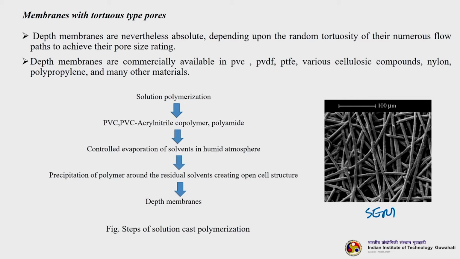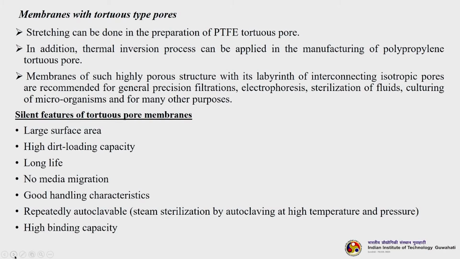So, you do the solution polymerization first, that means what? Then you go for the PVC or the copolymer and all these things. Then you go for controlled evaporation of solvent in a humid atmosphere, then you go for precipitation of polymer around the residual solvents creating an open cell structure, and you get a depth filter. Sometimes you may need some further polishing step, if you want to impart certain functional groups to the membrane or you want to make a charge based membrane, imparting either cationic groups or anionic groups. It depends again on your application.